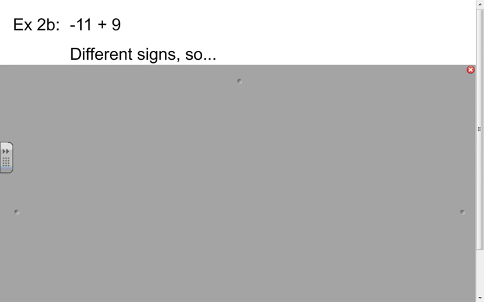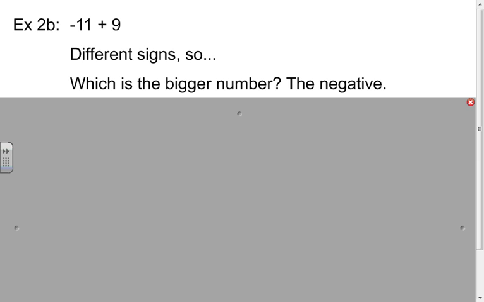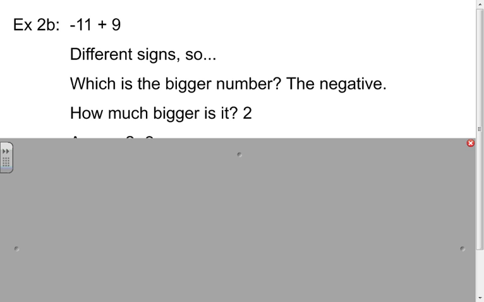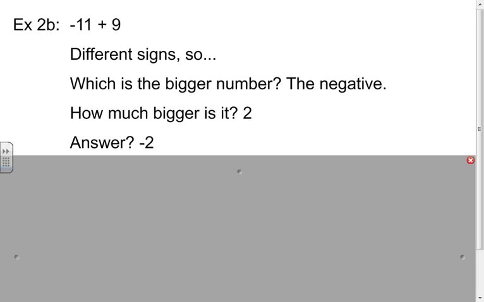Next example, same idea. Negative 11, positive 9. Okay, so those are different signs. So my steps are, which one is the bigger number? Well, if I have 11 and 9, the 11 is bigger. 11 is the negative number, so the negative is the bigger number. How much bigger is 11 than 9? Well, it's 2 bigger. Okay? So my answer is negative 2. Negative from this part, the 2 from that part, put them both together to get negative 2 for my answer.